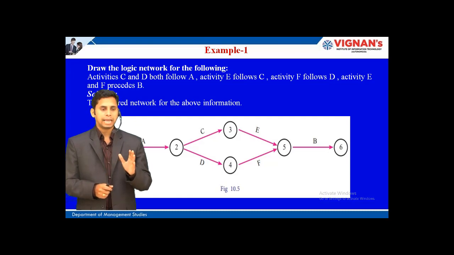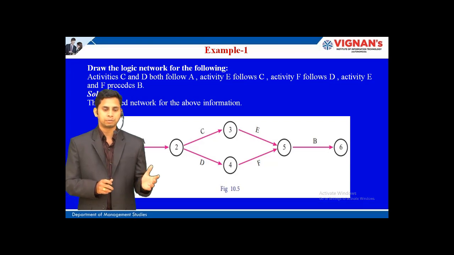See this, activities C and D both follow A. So after activity A there is an activity C and also an activity D. And also activity E follows C. See, activity E must be written down after C only. So it is drawn in that way. And also activity F follows D. So for drawing the F activity there must be an activity D preceding it. So you have seen that.